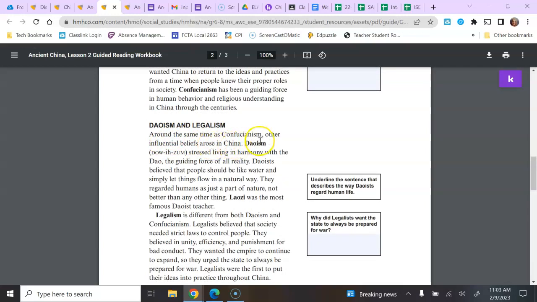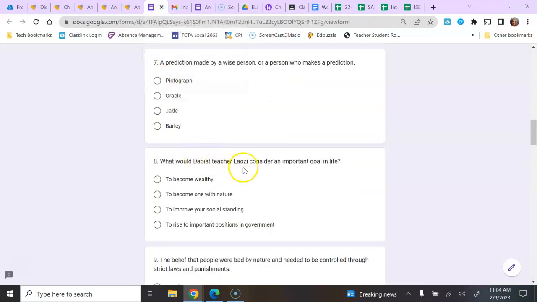Around the same time as Confucianism, other influential beliefs arose in China. Taoism stressed living in harmony with the Tao, the guiding force of all reality. Taoists believed that people should be like water and simply let things flow in a natural way. They regarded humans as just a part of nature, not better than any other thing. So what would a Taoist teacher consider an important goal in life? To become wealthy, to become one with nature, to improve your social standing, or to rise to important positions in government.